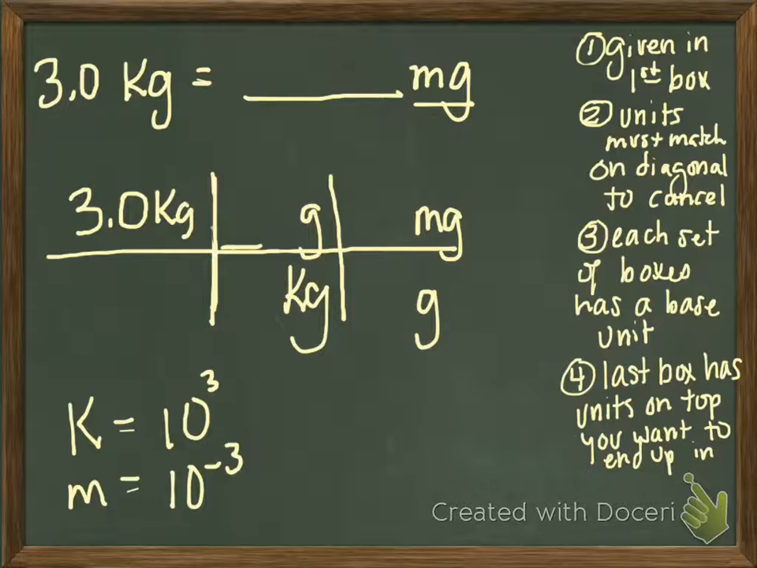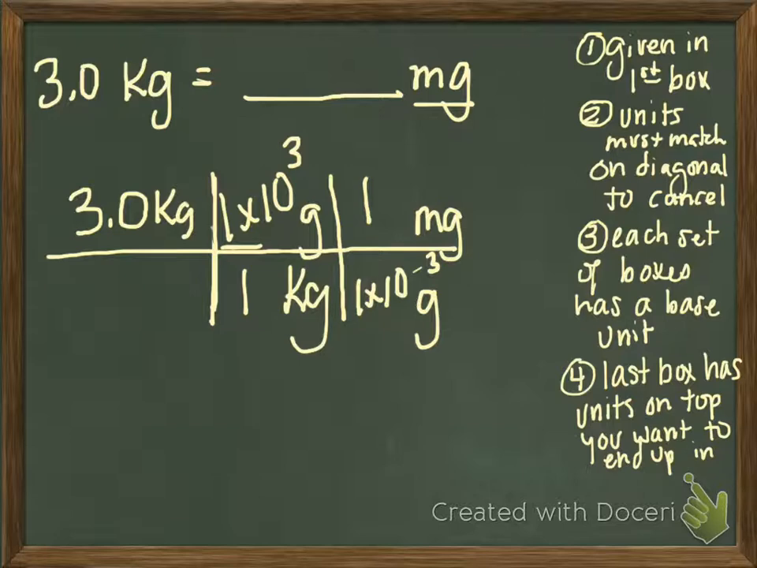So, our fifth rule, the exponential factor always goes with the base unit. This is how it's going to look. So, 1 times 10 to the third grams is equal to 1 kilogram. If you were doing that using the number 1,000, it would be a true statement to say that 1,000 grams equals 1 kilogram. In the last box, we say that 1 milligram is 1 times 10 to the negative third grams. So, that's our fifth rule. The exponential factor always goes with the base unit.